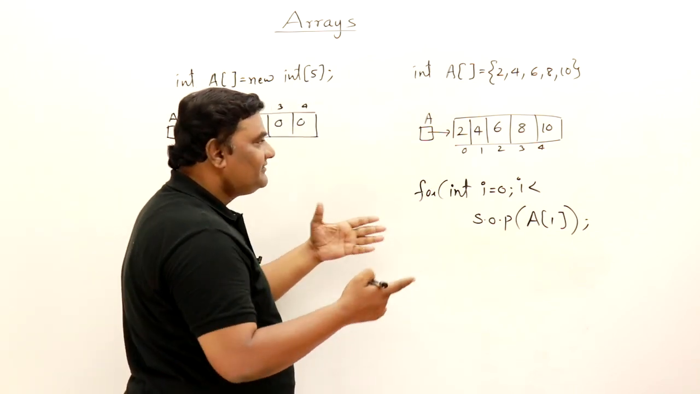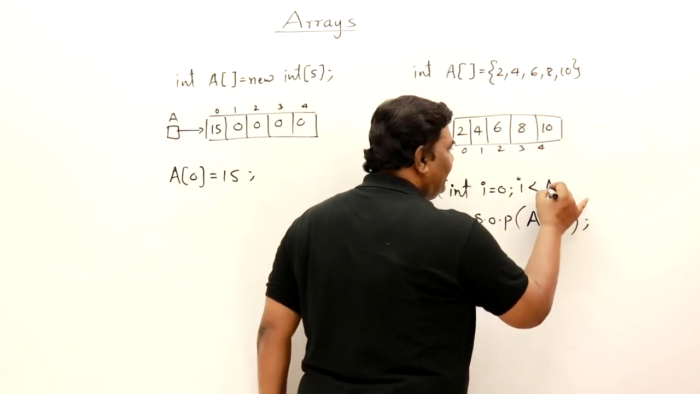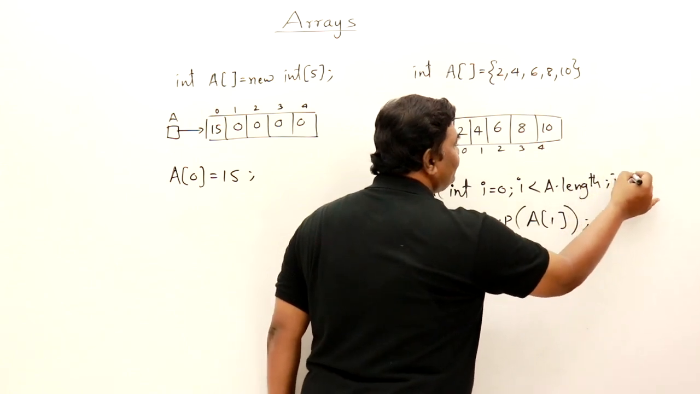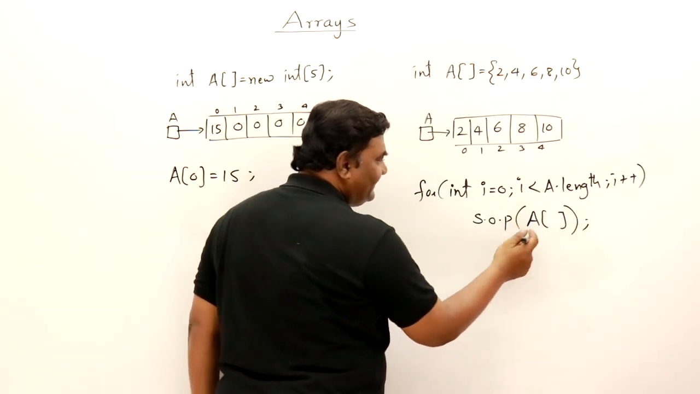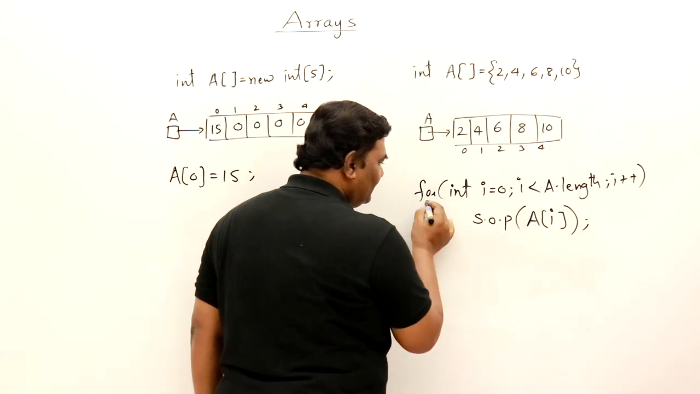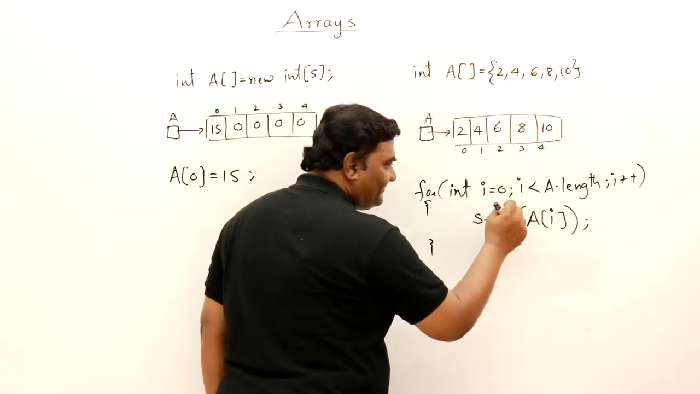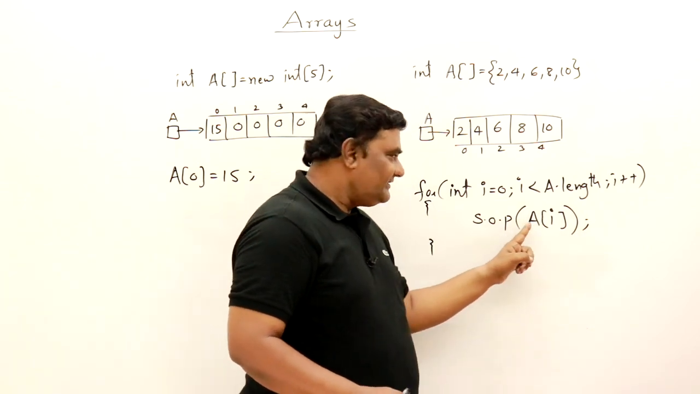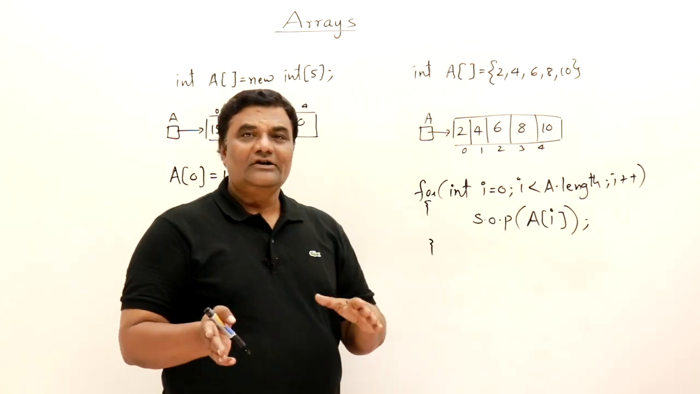Length is 5, so there are 5 elements. So I can say a dot length, less than 5, that is 4, and i plus plus. And here, instead of writing 0, 1, 2, I can write i. So the first time the i value will be 0, so it will print 0, then i plus plus, i becomes 1, then A of 1, A of 2, A of 3, up to A of 4.